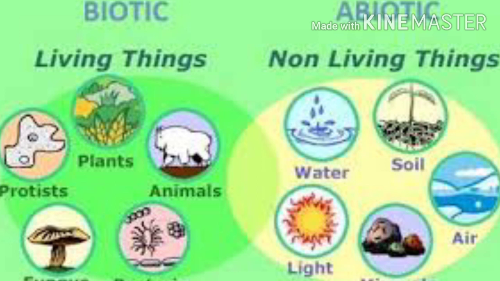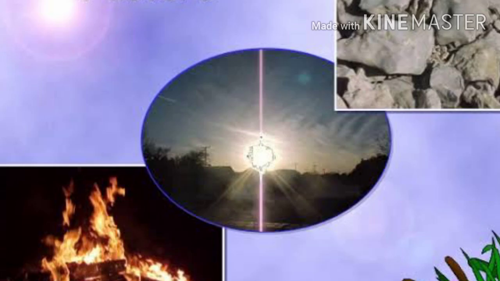Next one is non-living organisms. The organisms which do not have life are said to be non-living organisms. They do not show any movement, growth or metabolic activities. Examples of non-living organisms are rocks, soil, water and sunlight.